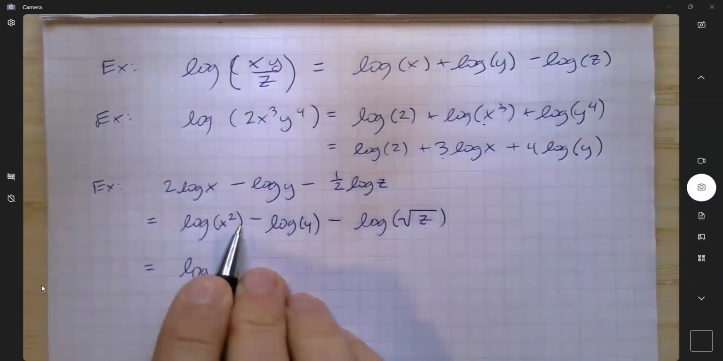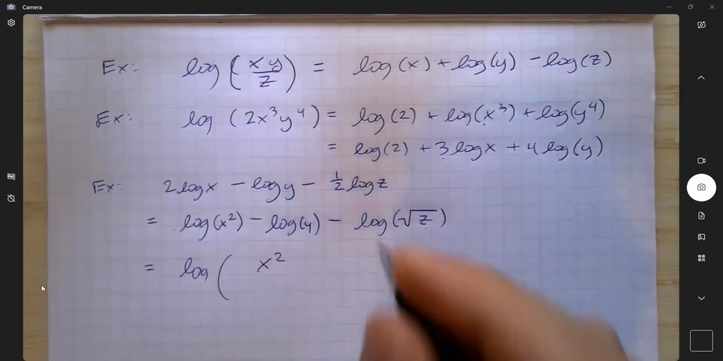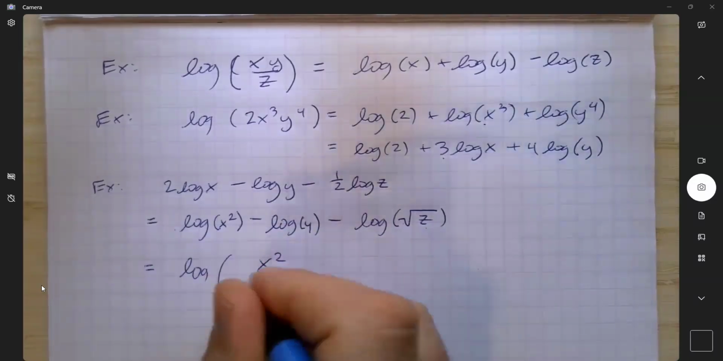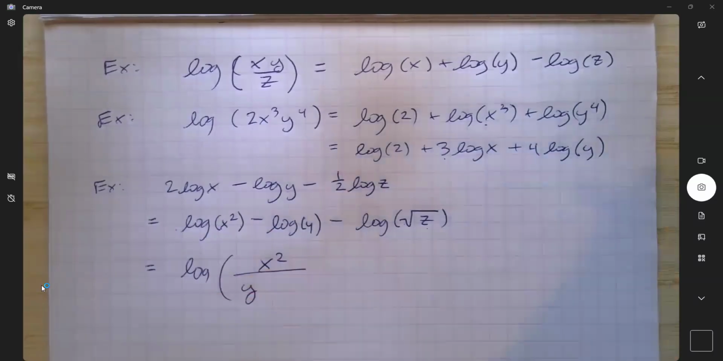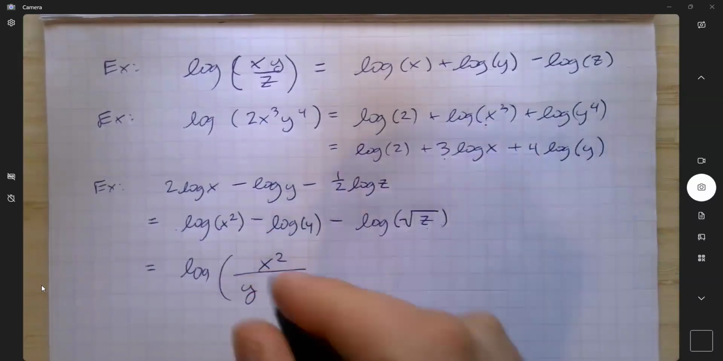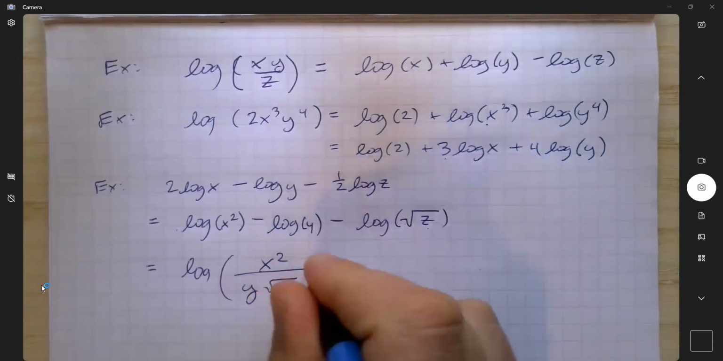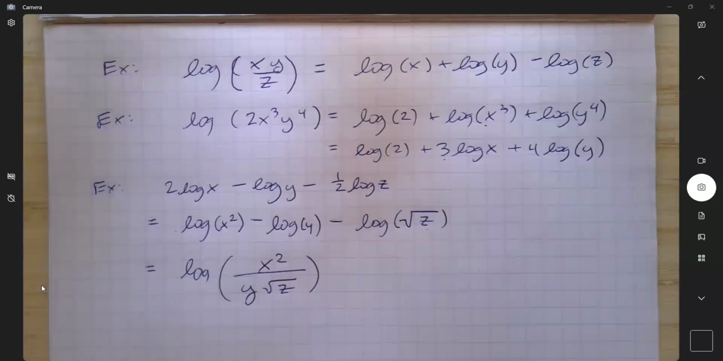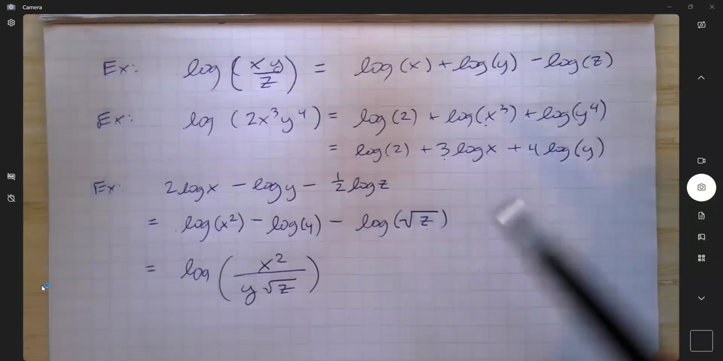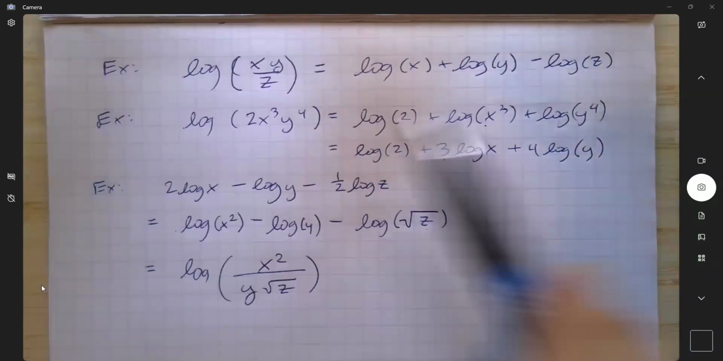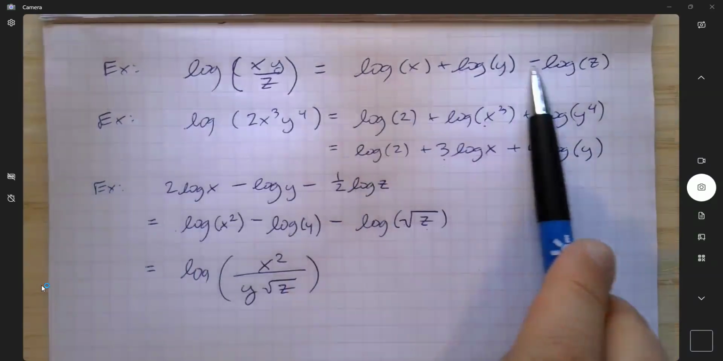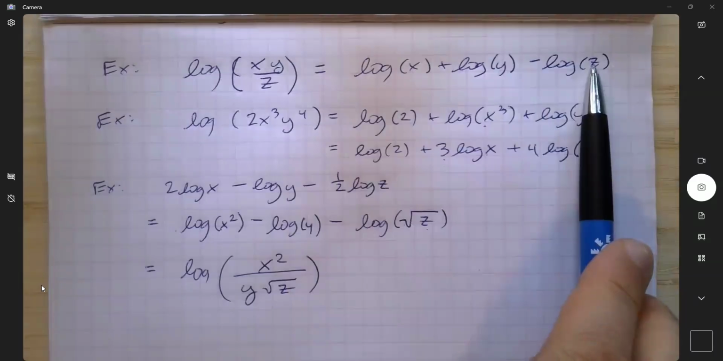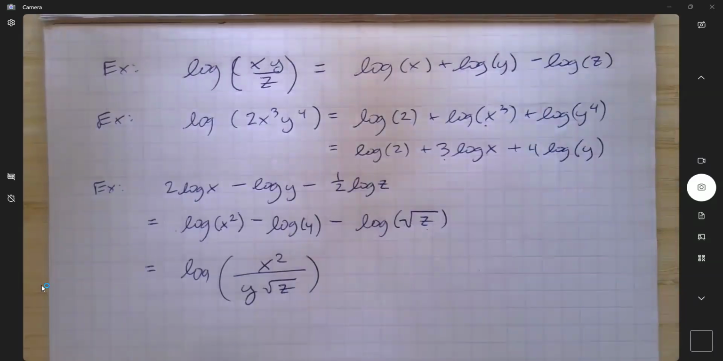well, the log of x squared is positive, so the x squared goes in the top. The log of y is negative, so the y goes in the bottom. And the log of square root of z is negative, so the square root of z goes in the bottom. Using these rules of logs, I can open up a log, or I can collapse it.